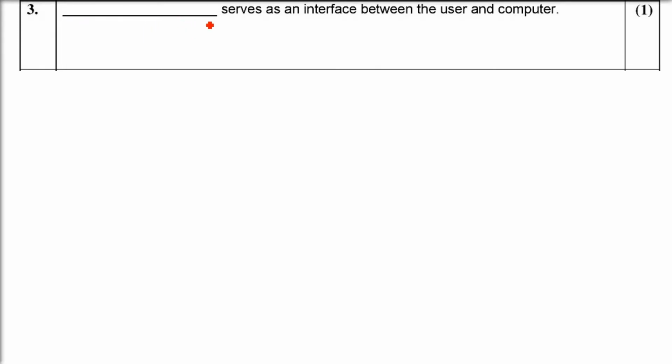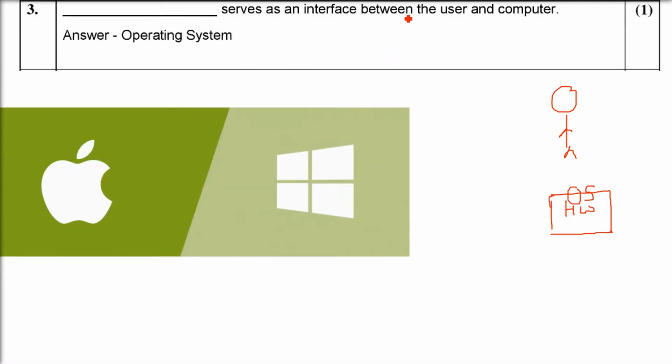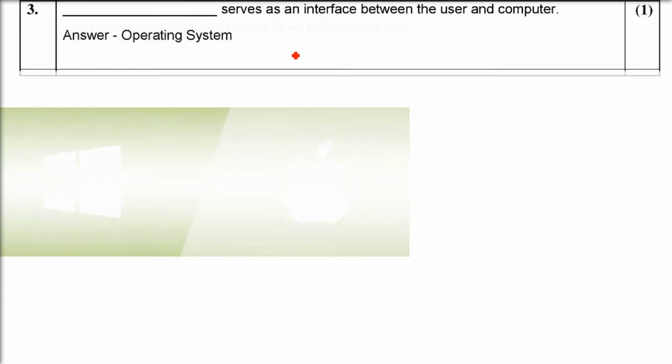Dash serves as an interface between the user and computer. So we have already seen when we are learning computers that the operating system is an interface between a human being and the machine, the computer basically. Computer is hardware. So in order to work, this hardware needs some software, and that software is the operating system. Okay. So the operating system can be your Windows, can be Linux, etc.